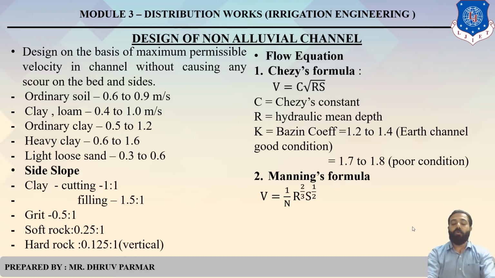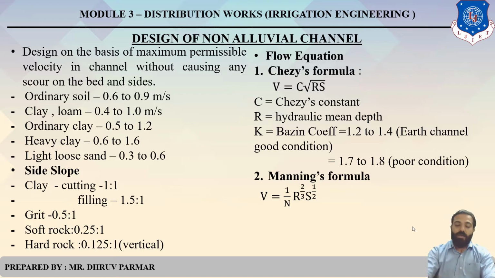What are the side slopes for clay? When the channel is cutting, meaning the channel is made by excavation, the side slope is 1 in 1, and for filling 1.5 in 1. For grit it is 0.5 in 1, soft rock 0.25 in 1, and hard rock is almost vertical, meaning 0.125 in 1.